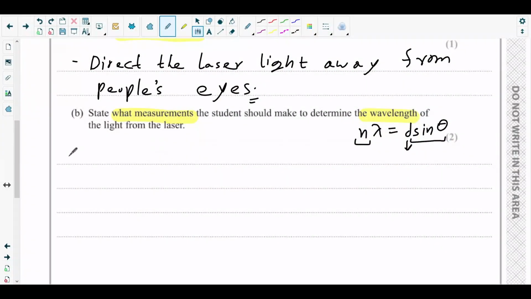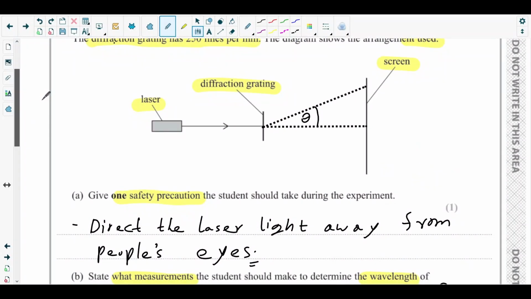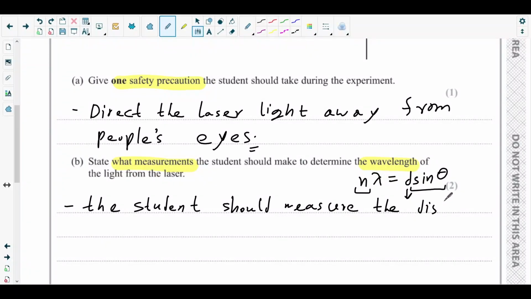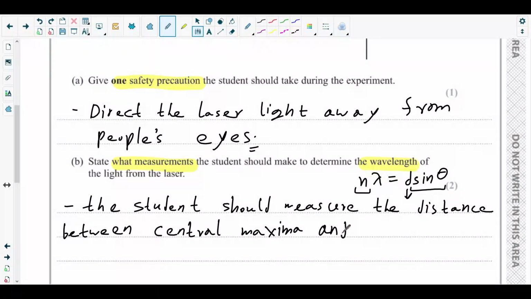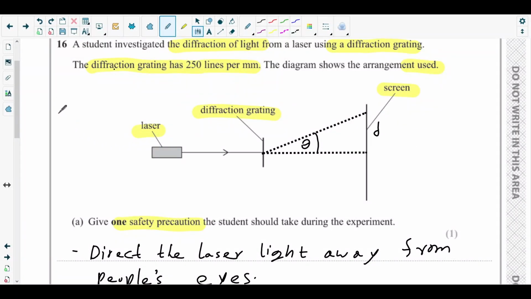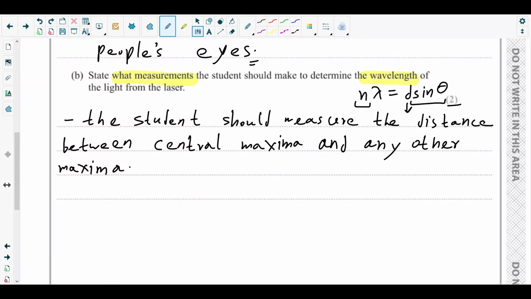At first, the student should measure the distance between the central maxima and any other maxima, so you will get this distance. 2 marks.